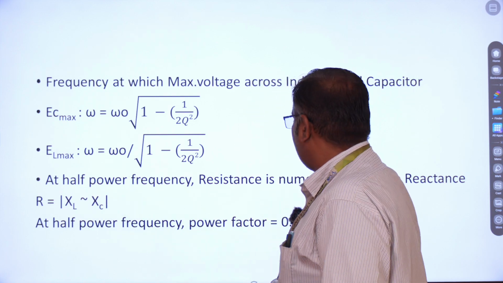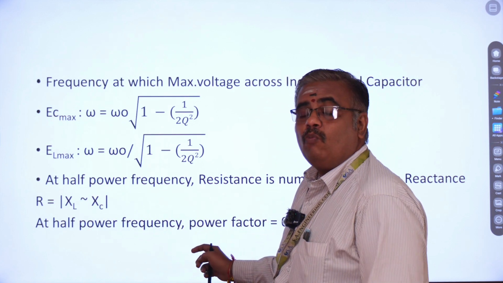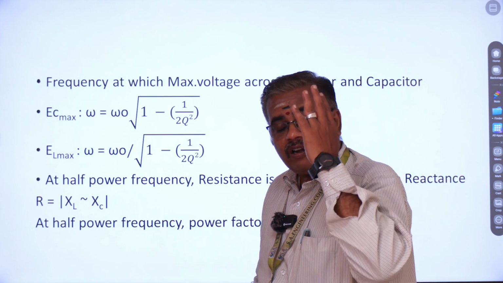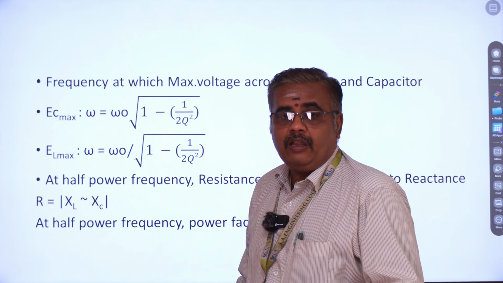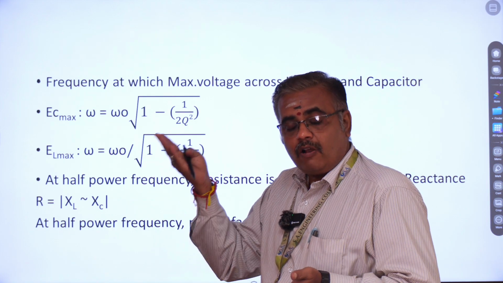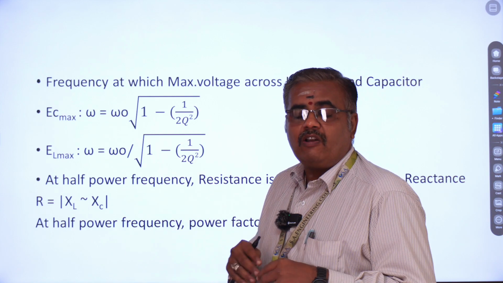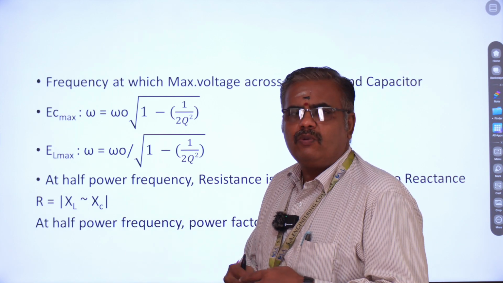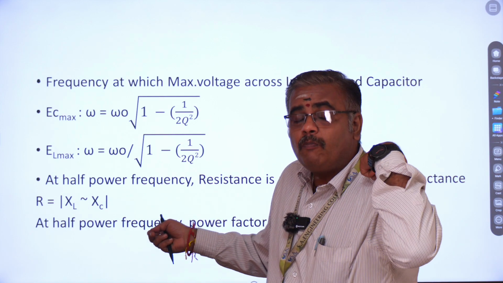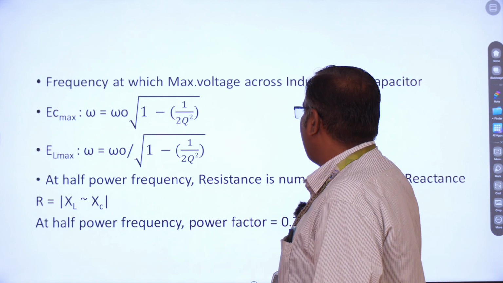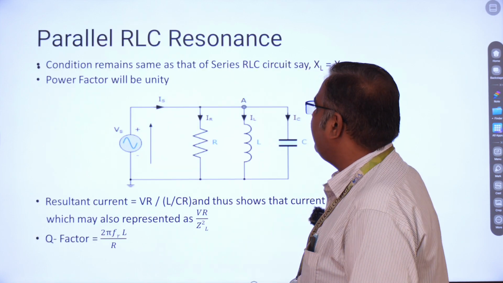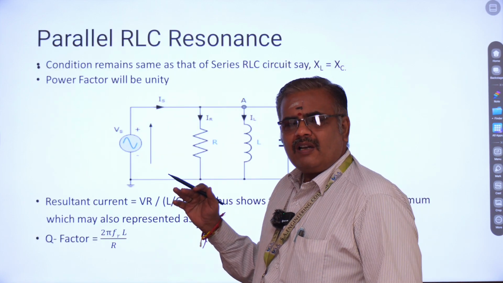When the resistance and reactance are equal, you'll be getting the half power frequency. So at half power frequency, what would be the power factor? Under resonance, the power factor will be unity, and of course, the power will also be maximum. But when we talk about the half power frequency, the power factor will be 0.707. So these things you have to keep in mind. So this ends your RLC series circuit.